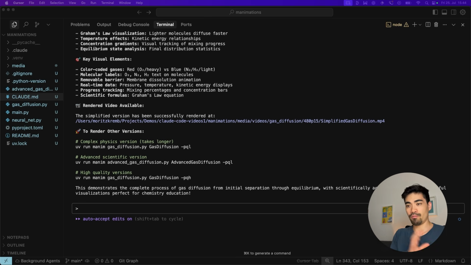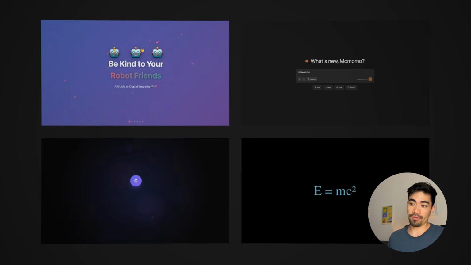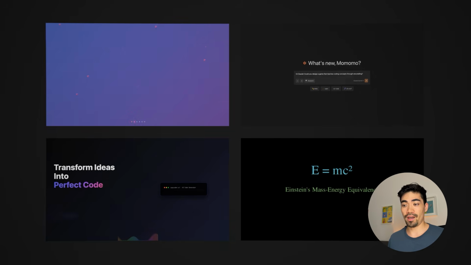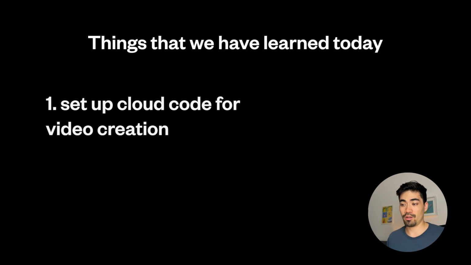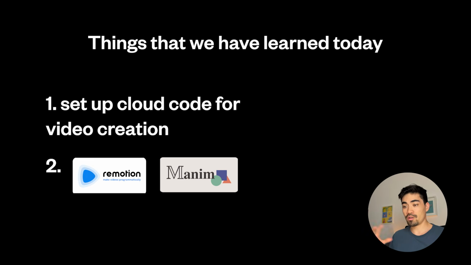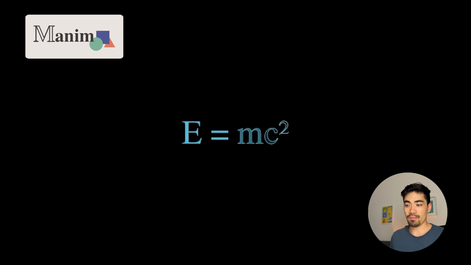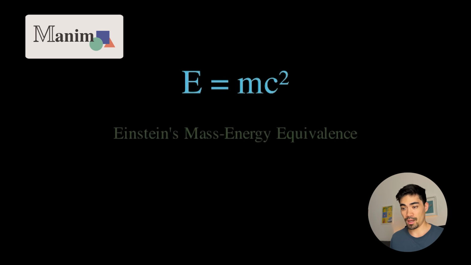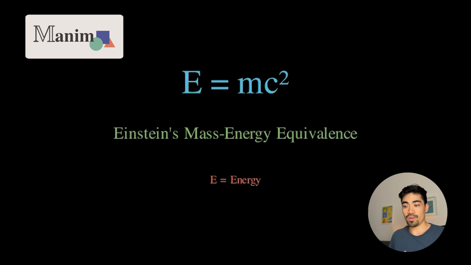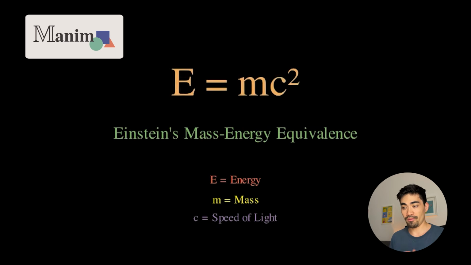So it's a bit different from Remotion, a bit of a different use case, and both of them can be useful in their own regards. So there you have it, a complete guide to creating professional videos using nothing but Claude Code and prompts. So just to recap what we've covered in this video, we learned how to set up Claude Code for video creation. We explored two powerful libraries, Remotion for more like marketing and web style videos, and Manim for more educational and explainer type content videos. And we saw real examples of how we can use those libraries to create professional looking videos just with prompting without any video editing experience.